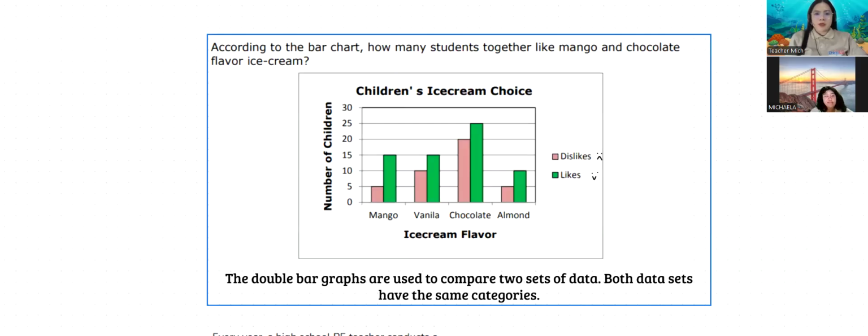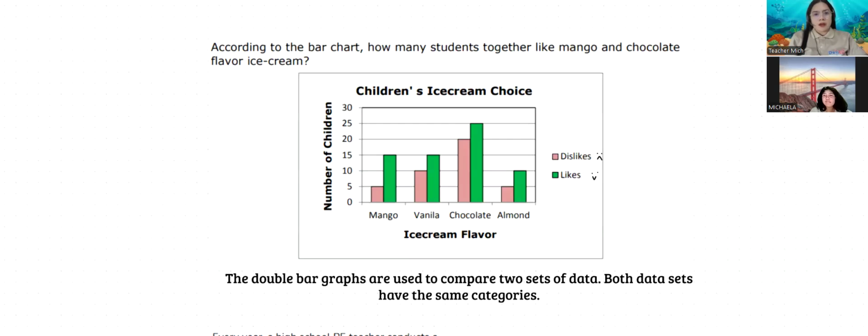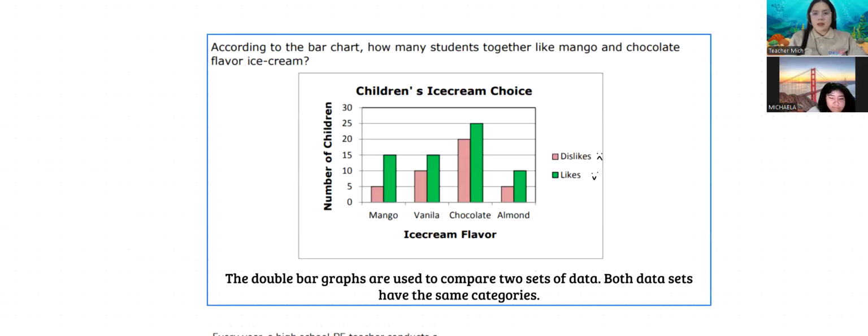Also, the pink one, the vertical part, represents the number of children that dislike the specific kind of ice cream. These are the number of students who don't like mango. This one is the number of students who don't like vanilla. This one is the number of students who dislike chocolate. And this one is the number of students who dislike the almond flavor.